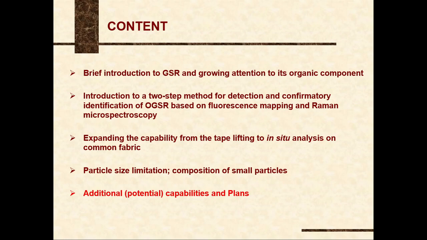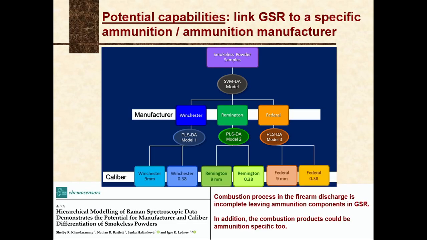And now let me very briefly talk about what other potential capabilities this method provides. Well, first of all, we looked at the possibility to differentiate smokeless gunpowders using Raman spectroscopy between 3 different manufacturers. And for each manufacturer, 2 different ammunition types with different caliber. And in this paper, which we published in Forensic Chemistry recently, we showed that we can actually identify all 6 ammunitions with 100% accuracy based on Raman spectroscopy.